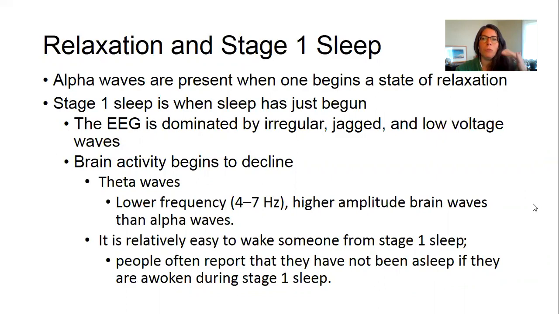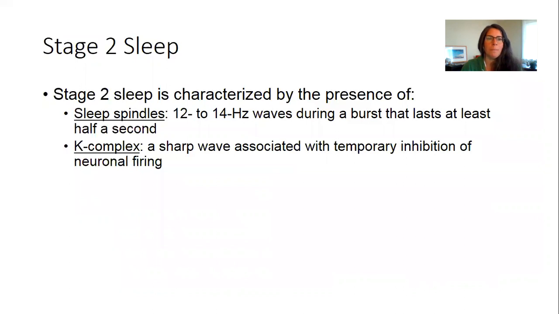And again, as we move deeper into stage 1 sleep, we start producing theta waves, which have a lower frequency and higher amplitude brain waves than alpha waves. Now, in stage 1 sleep, it's relatively easy to wake a person. They even report sometimes that they weren't asleep when awoken during stage 1.